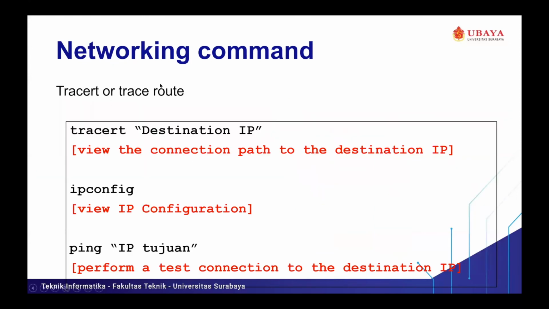Okay, the next one is the networking command, tracert. Tracert is for viewing the connection path to the destination IP. If you want to see the route to your destination IP, you can just use tracert space destination IP. Or if you want to see the configuration of your IP, you can just type ipconfig. If you want to perform a test connection to the destination IP, you can just use ping space the destination IP like this.